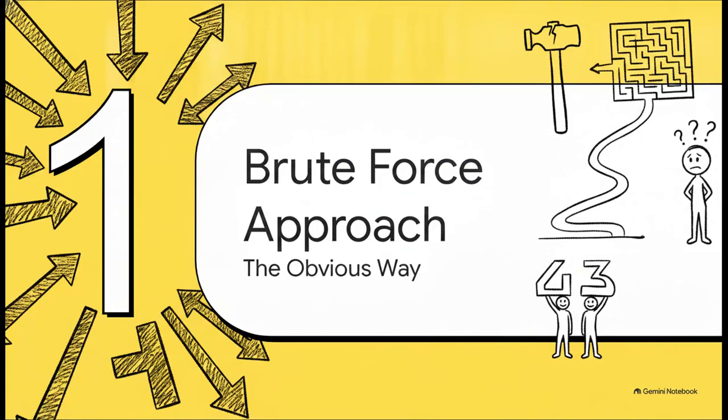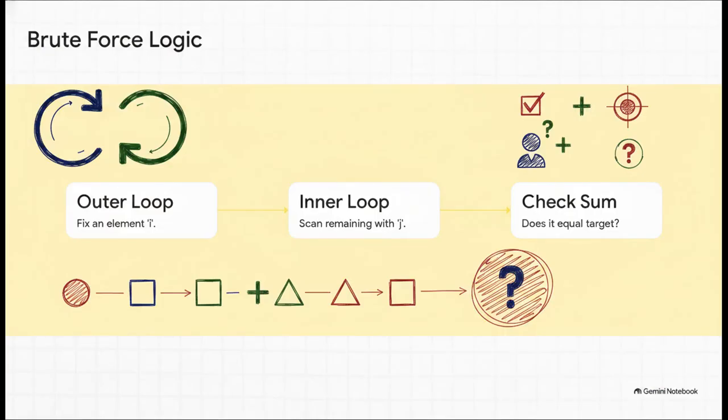Section 1. The brute force approach, the obvious way. The logic here is essentially just a double-nested loop. First, you fix an element using an outer loop, i. Second, you scan the remaining elements with an inner loop, j, and notice we start j at i plus 1 to make absolutely sure we never check the same pair twice. Third, you simply check if those two elements add up to your target.